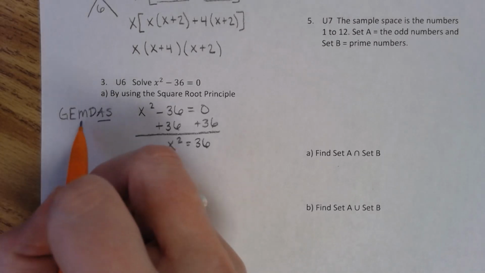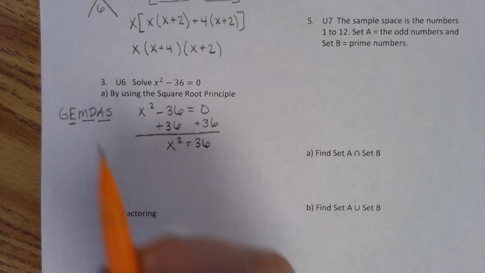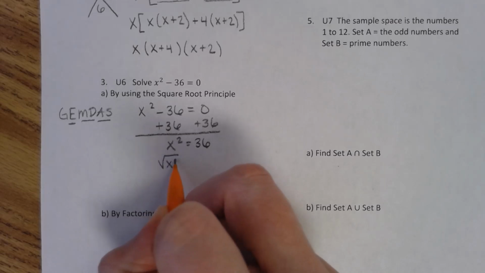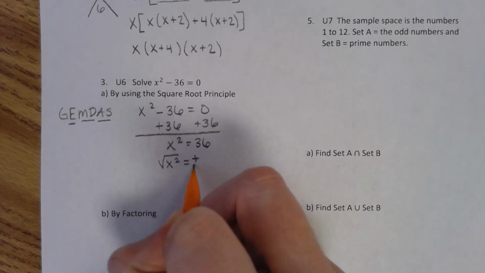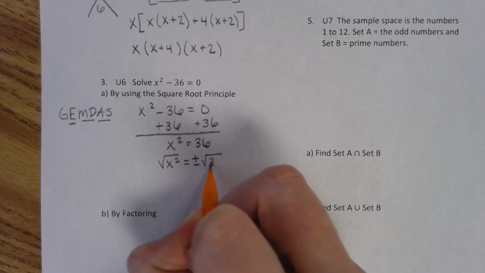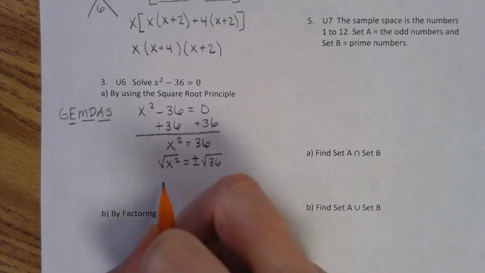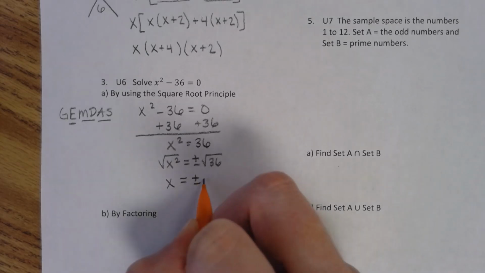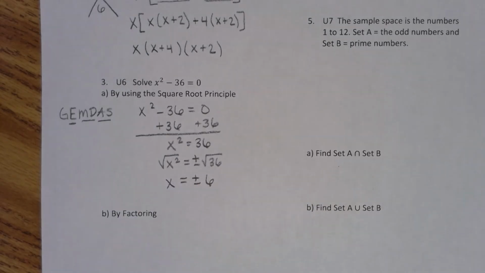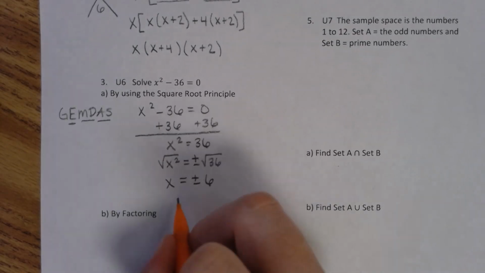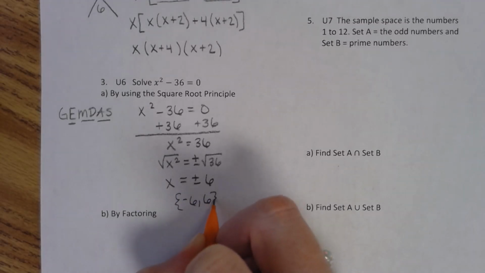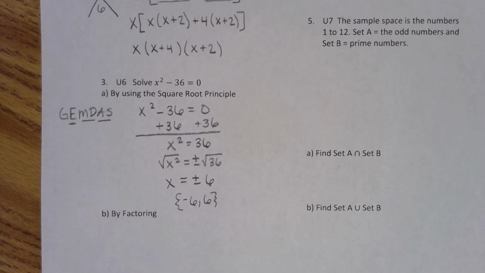Multiplication and division, we have none, so we'll move on to exponents. To undo that exponent, this is where we take the square root. We will want to take the plus or minus square root of the 36 to make sure we get both solutions. The square root of 36 is 6, so we have the solutions of positive and negative 6. So in set notation, we list those least to greatest in those brackets.